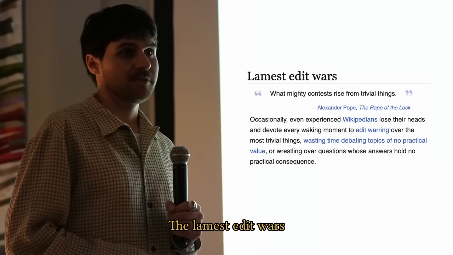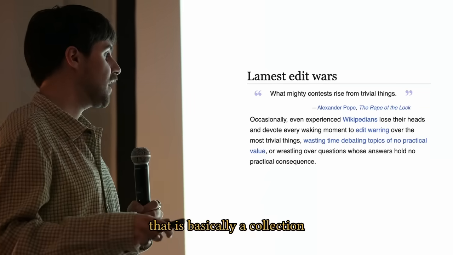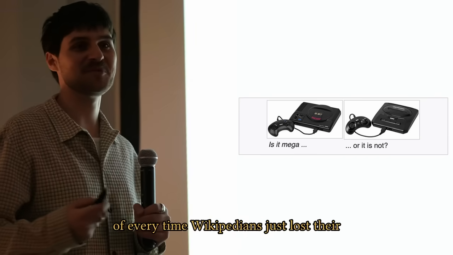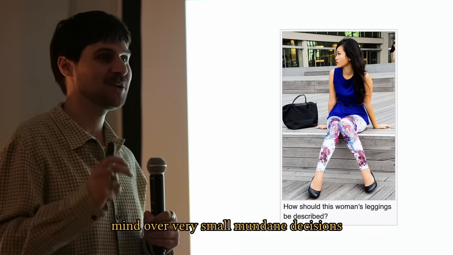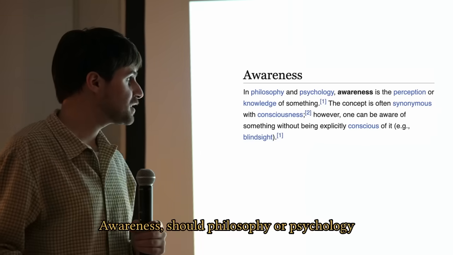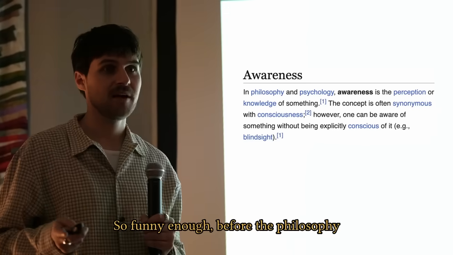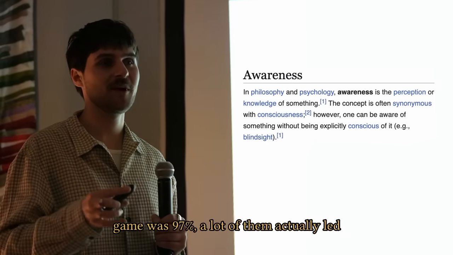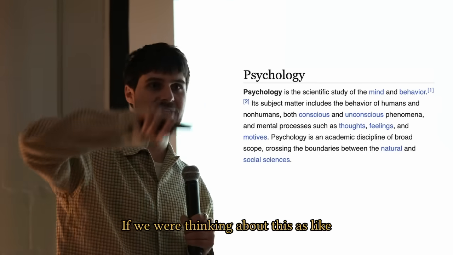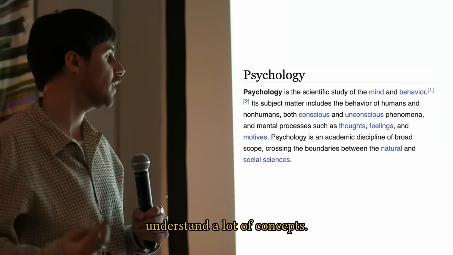Lamest edit wars is one of my favorite lists, right after list of lists of lists, that is basically a collection of every time Wikipedians just lost their mind over very small, mundane decisions that don't really matter. Some of my favorites: awareness, should philosophy or psychology be the first link in the lead? So funny enough, before the philosophy game was 97%, a lot of them actually led to psychology too, which makes sense, right? If we're thinking about this as like the spiral toward our most core concepts, psychology is right up there with how we understand a lot of concepts.